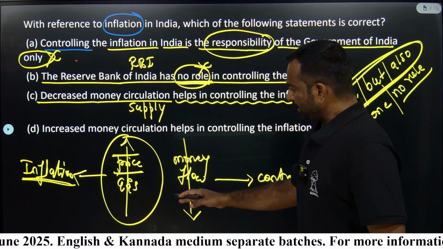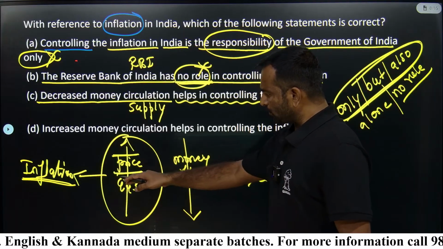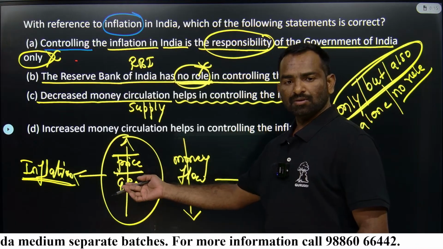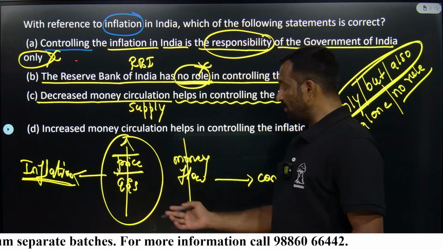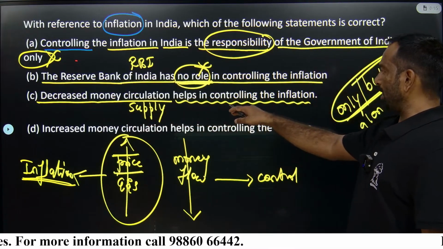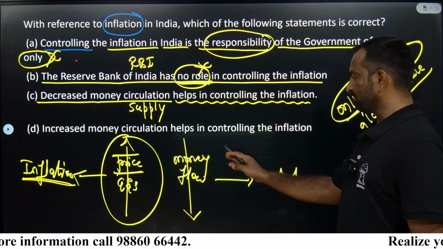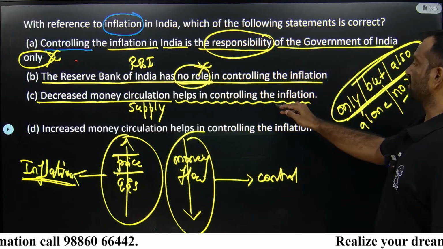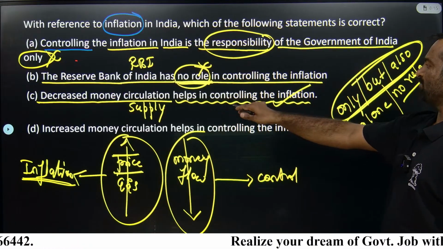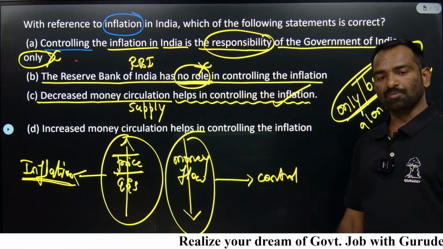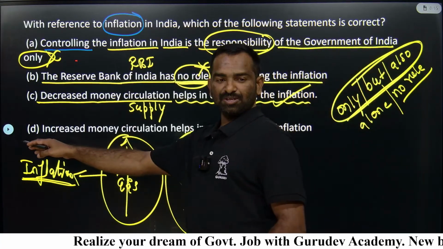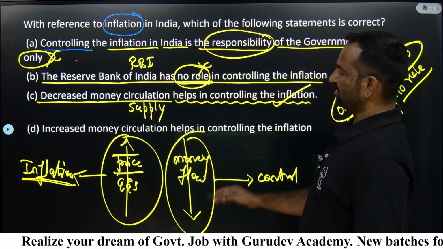Right. When the prices of goods and services increase in the market, there must be a rise in the money flow. In this statement, he says that the decrease in money circulation helps to control the inflation. Obviously, this is right. Decrease in money supply or circulation helps in controlling the inflation in the economy. So there is no need to read the further options, but you have to read this.